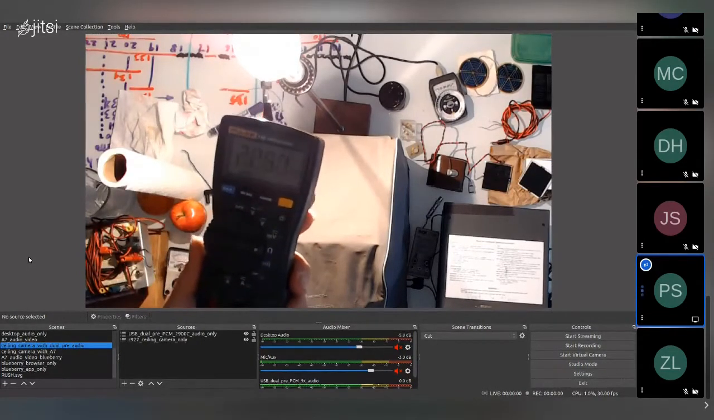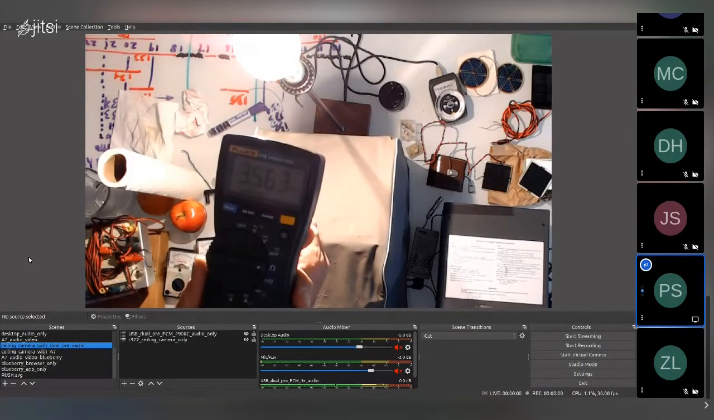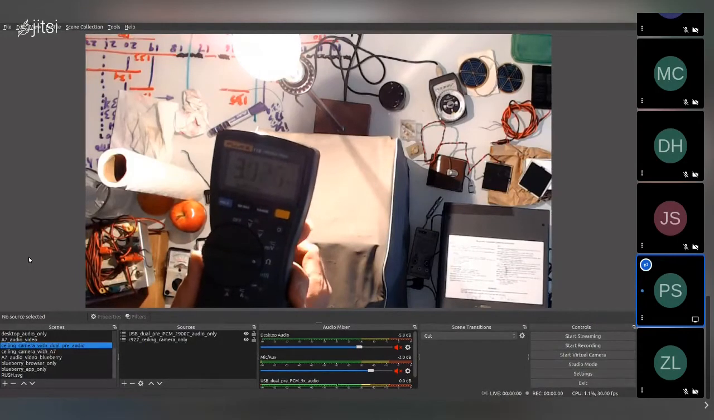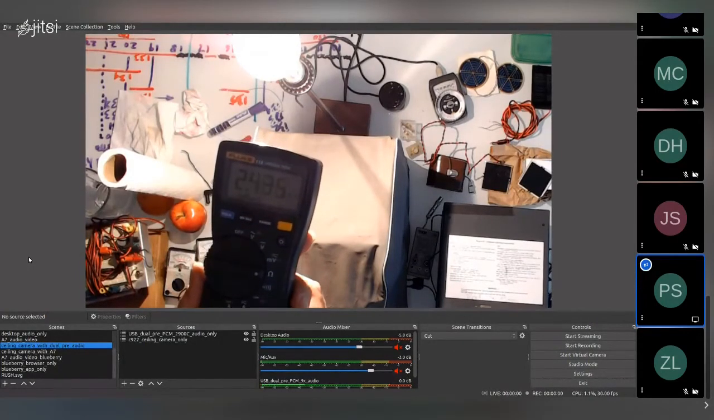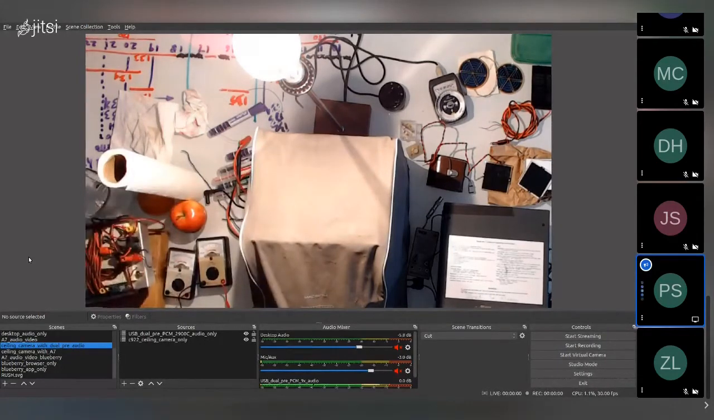So that's less resistance closer to the lamp. As I move it further away, the resistance goes up. It's an auto-ranging meter, so it'll keep auto-ranging. But as I move it further and further away, the resistance goes up. So we can see we can use this as a way of measuring the amount of light present in a scene.